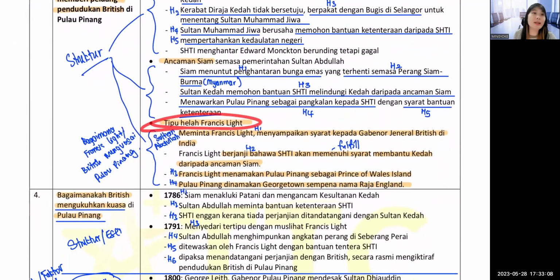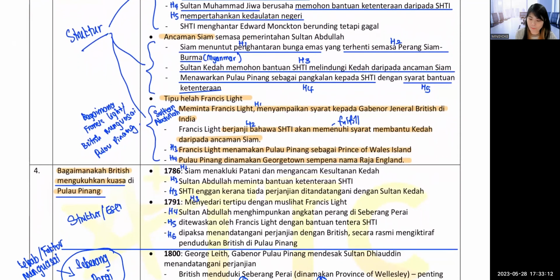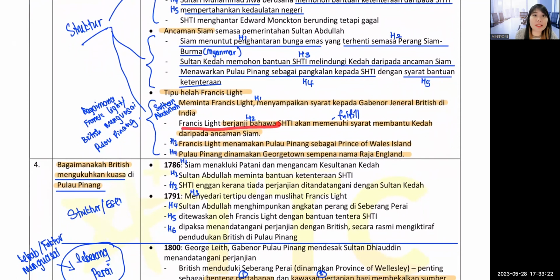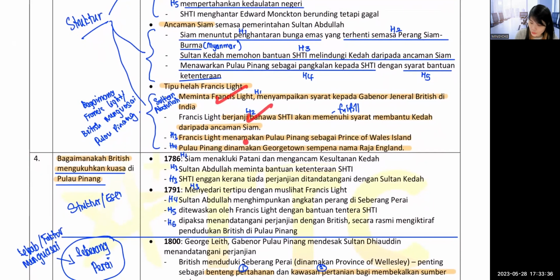Then the last one is, how did Francis Light take over Penang? You just need to know that Sultan Abdullah meminta Francis Light menyampaikan syarat, the syarat. And therefore, Francis Light promised to convey and fulfill the terms to help Kedah from Siam's attack. Then Francis Light named Penang as Prince of Wales Island and the town Georgetown. So 1, 2, 3, 4.